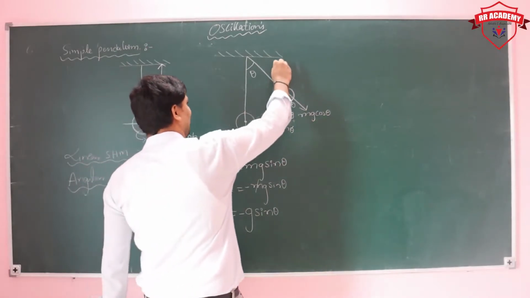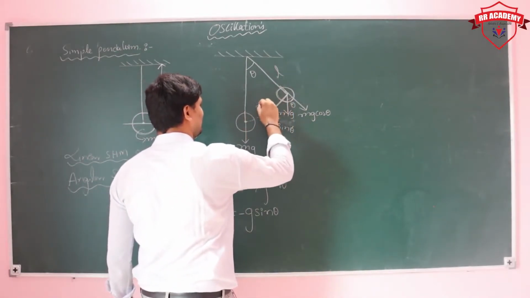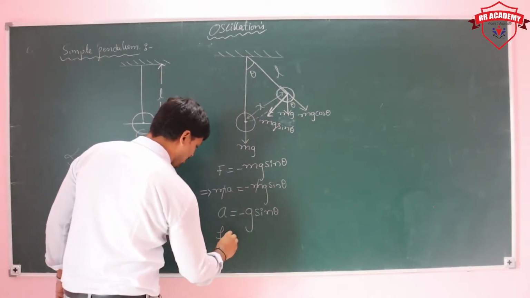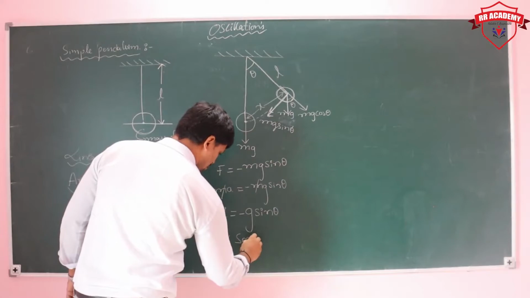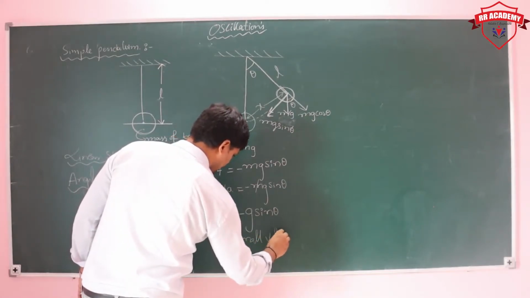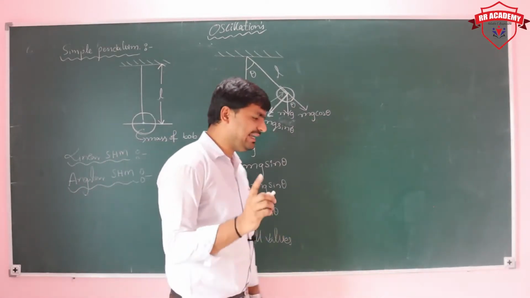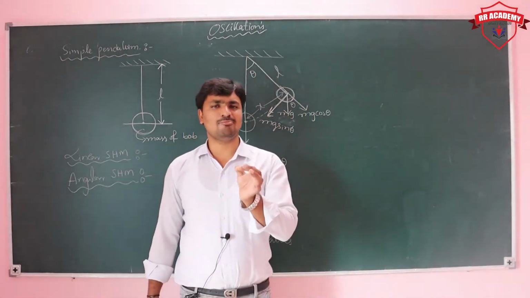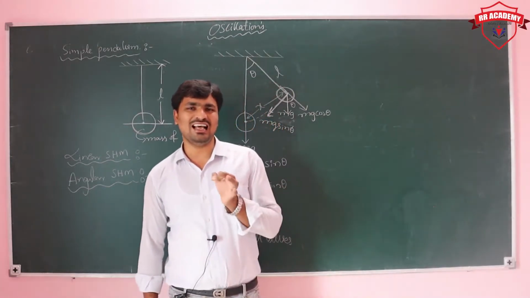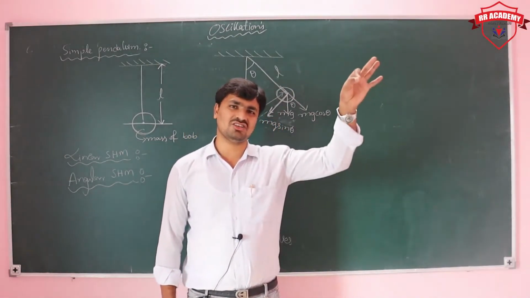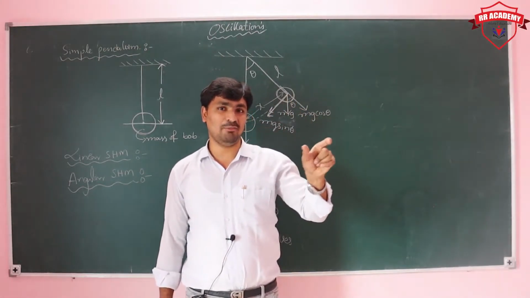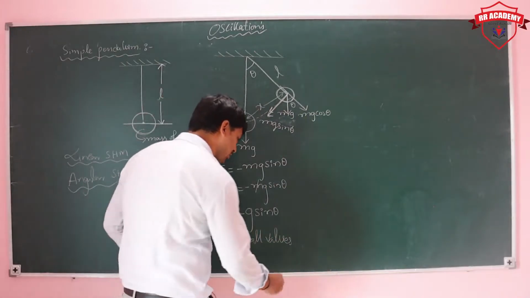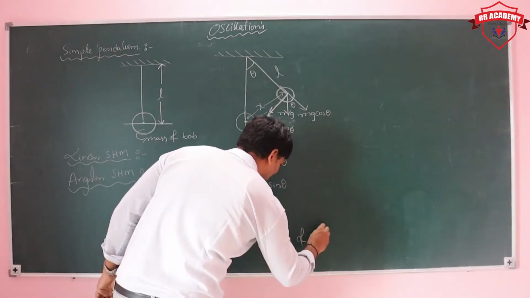For example, this is the length L and we consider the displacement as x. For small values of theta, because in a simple pendulum or simple harmonic motion we take small angular amplitudes only. If it is large, then that is different. Only small amplitudes are allowed, so that's why we consider small values of theta.